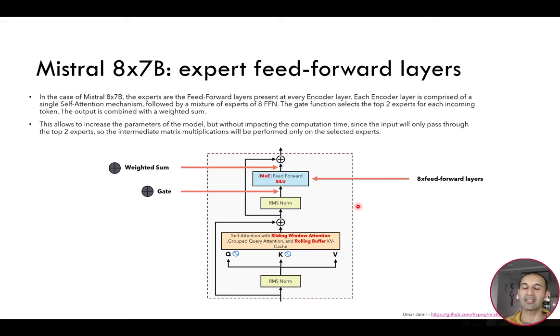So as you remember, the feed-forward network is basically two linear layers. The linear layer can be thought of as a matrix multiplication of a weight matrix with the input. So if we didn't use a sparse mixture of experts, we would run the token through all the eight experts, which means that we need to compute eight matrix multiplications. But by using sparse mixture of experts, for each token we are only doing two matrix multiplications, which makes the inference faster, but at the same time allows us to increase the power of the model and the parameters of the model, because we are only using some parameters for a subset of the tokens.